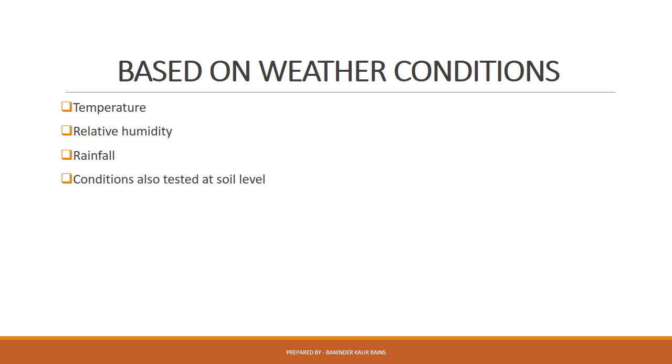So what was the temperature range in that area? What is relative humidity over there? What is rainfall, means the amount of rainfall in that area, and the weather conditions at soil level are also tested, means night temperature, humidity in the soil or humidity near the root area of the plant, etc.